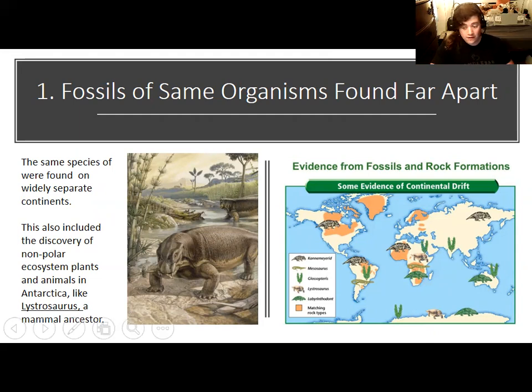And so they found fossil ferns on widely separated continents. They found amphibians and this mammal ancestor, Lystrosaurus, which was actually the first fossil ever described from Antarctica. It's been found in Antarctica, as well as southern Africa, and India as well. And this animal could swim, but it would not have been able to swim across an ocean. It was basically a hippopotamus.